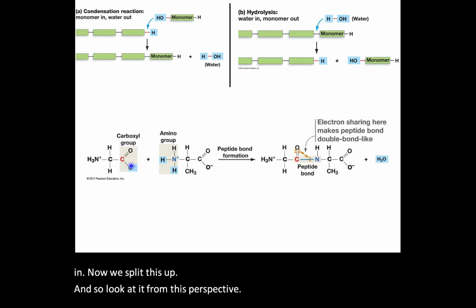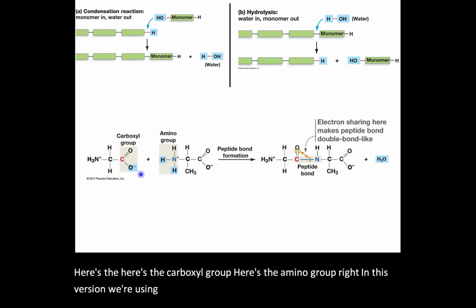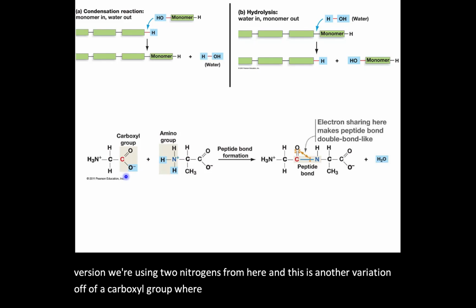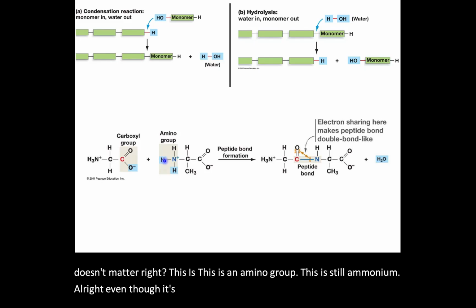Here's the carboxyl group, here's the amino group. In this version, we're using 2 nitrogens from here, and this is another variation off of a carboxyl group where the hydrogen's already missing. But it doesn't matter. This is an amino group. This is still ammonium, even though it's an H3. Remember I said that was a possibility.